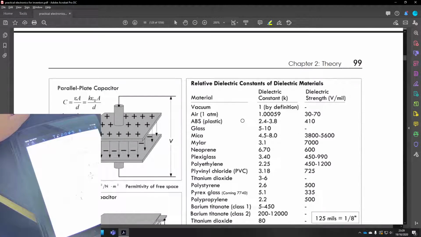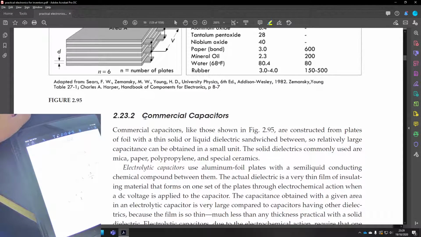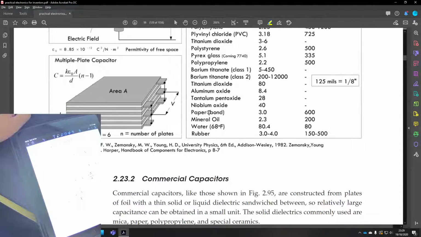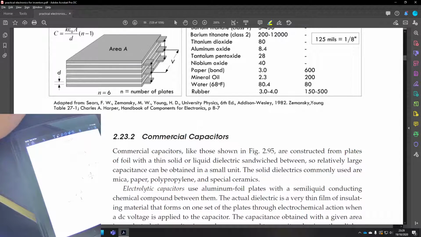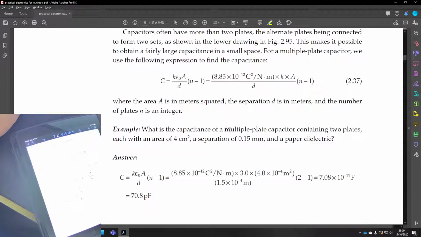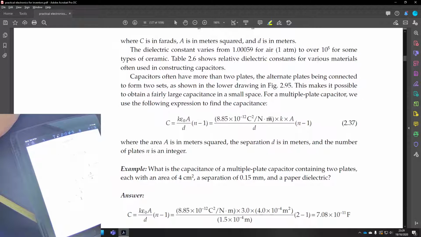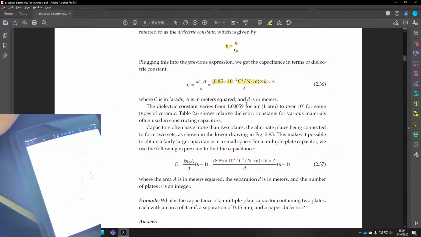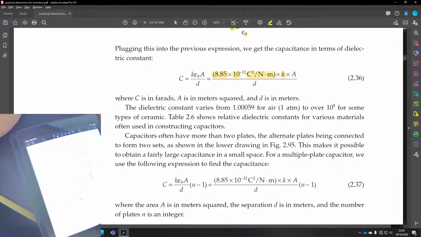How much more do we have to go here? My brain's already fried. Commercial capacitors. All right, we'll get up to here. That might take me another hour. Okay, let's whiz through it.